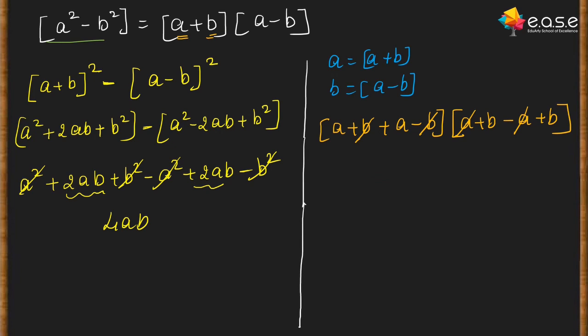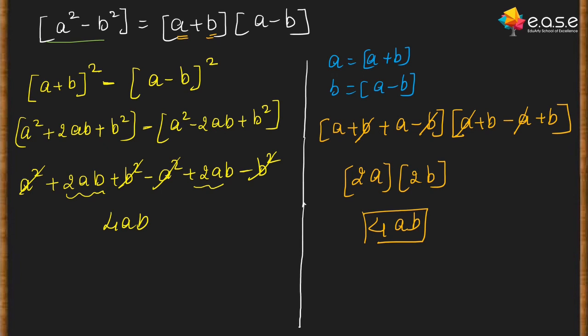Yeah, sorry. So we are left with 2a into 2b. 2 2s are 4 and ab. We still get the same answer. Whichever method you do, yes, same answer. But if you know the identities, you can solve your sums faster.